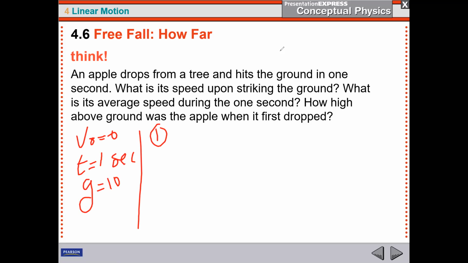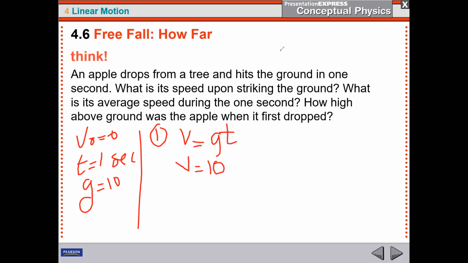Now what is its speed upon striking the ground? So I need to find the speed, or the velocity. Velocity. What do you have to use? You have to say it is G times T, which is 10. So after 1 second, the velocity here is 10 meters per second.